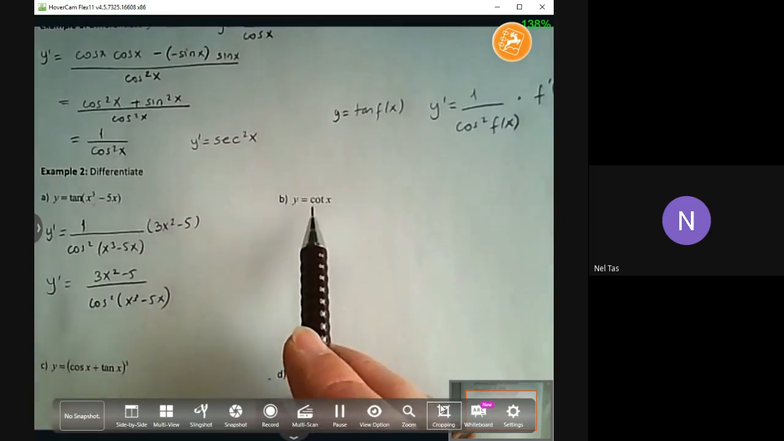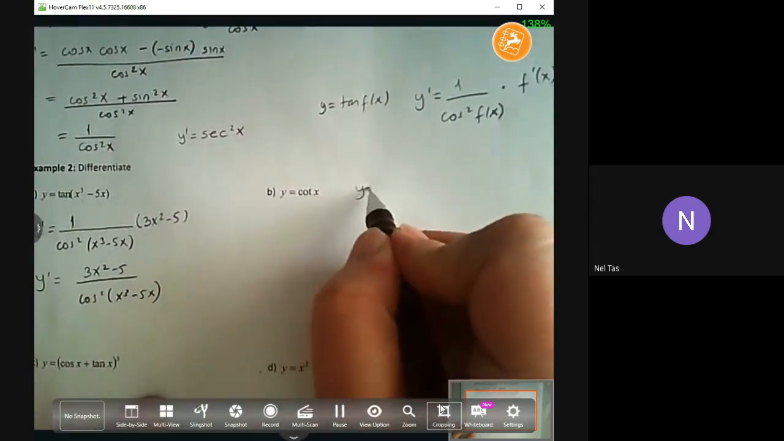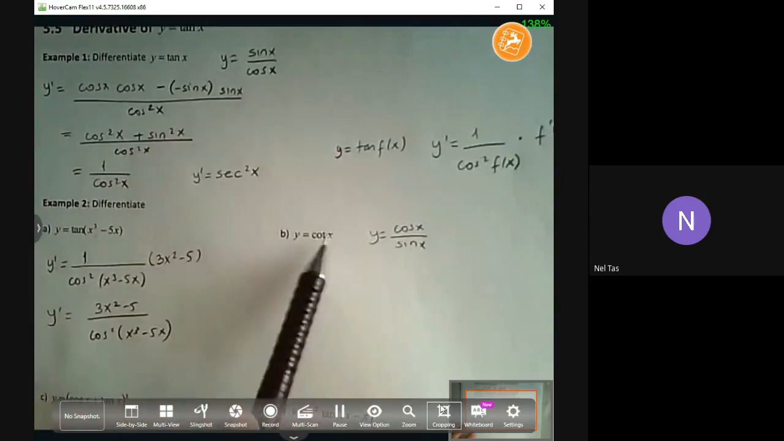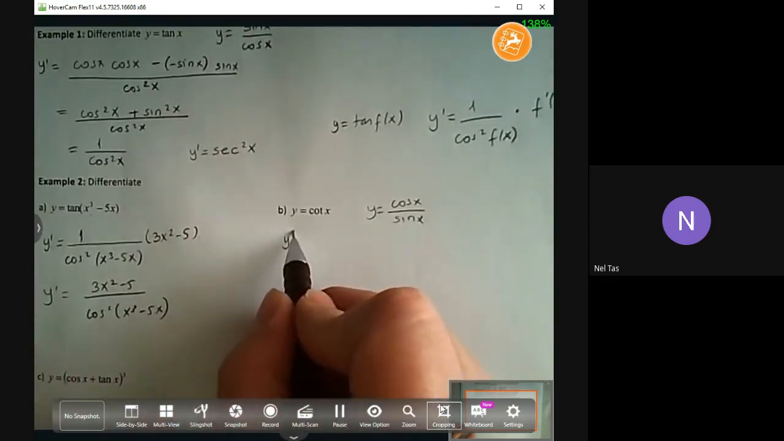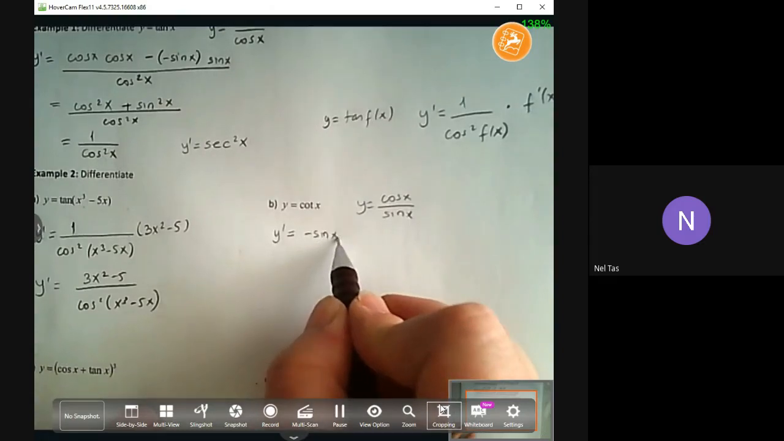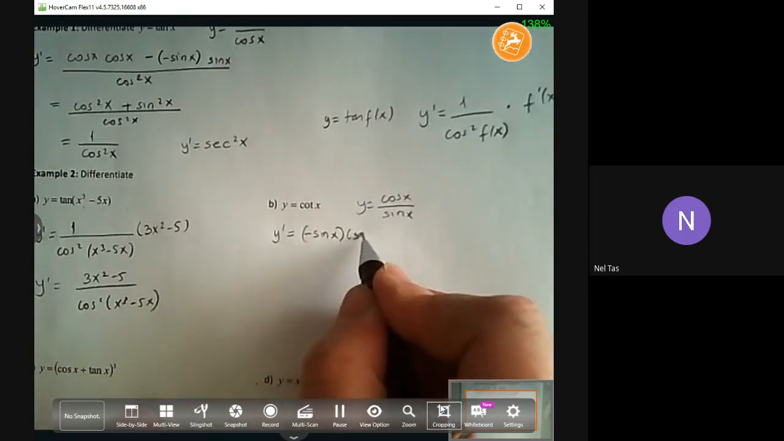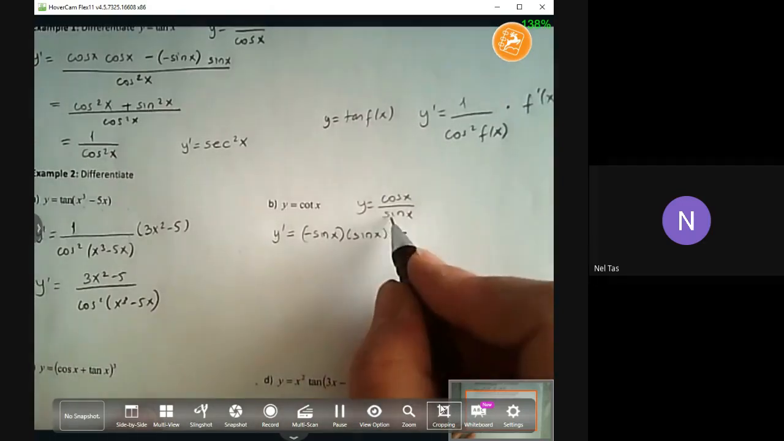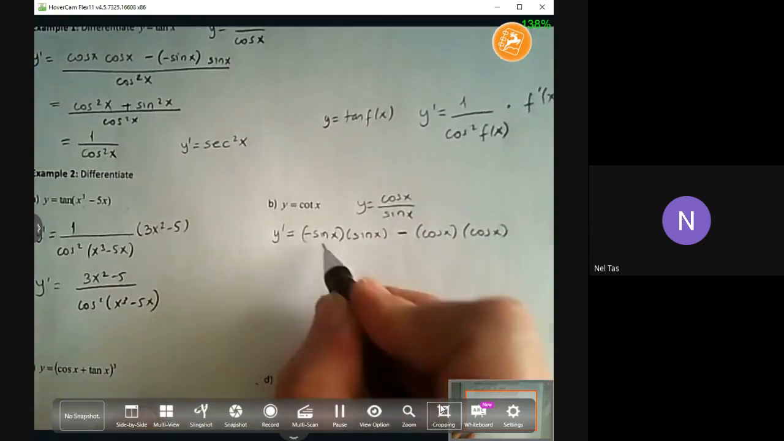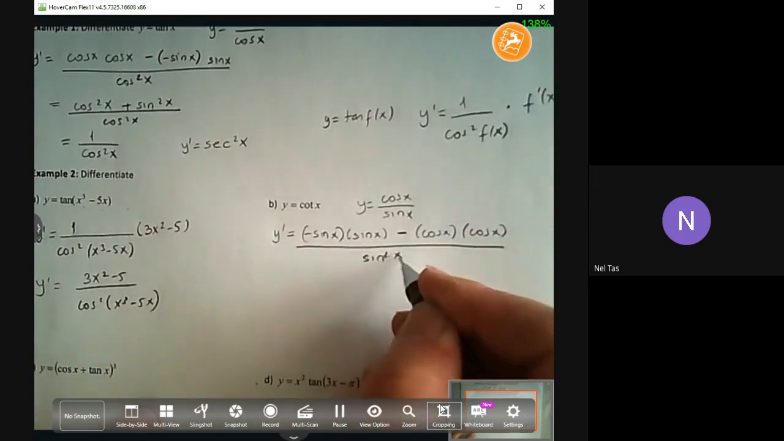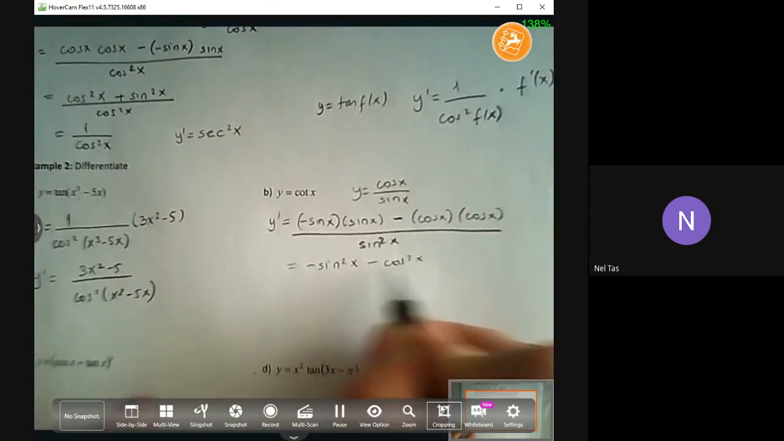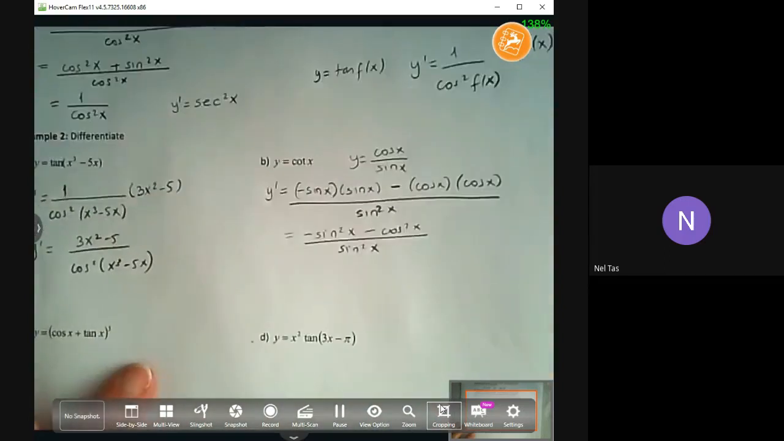So let's look at y equals cotangent x. We can write cotangent x as cos x over sine x. So tangent is sine over cos, cotangent is cos over sine. Let's take the derivative of this, applying the quotient rule. Derivative of numerator, negative sine x, times denominator, sine x, minus derivative of denominator, cos x, times numerator, cos x, divided by square of the denominator. We end up with negative sine square x minus cos square x over sine square x.